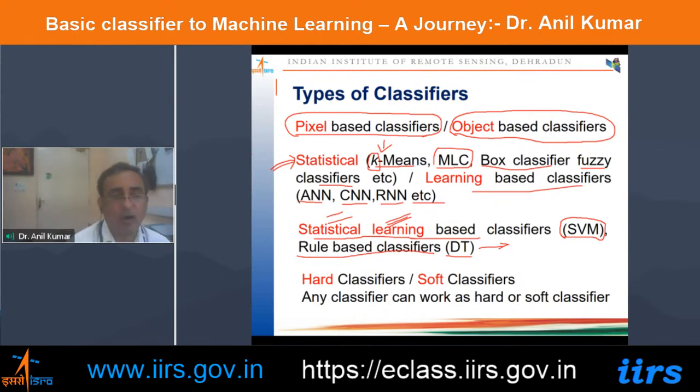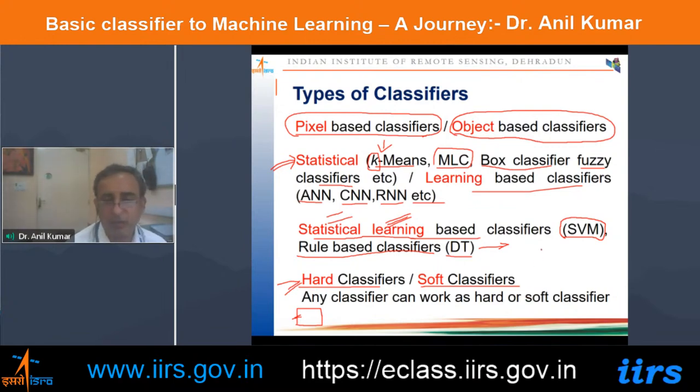Then further, all these algorithms today can be used as a hard classifier or a soft classifier. So the question comes: when to use hard and when to use soft. When we have pure pixels, that means in my image all pixels are pure, each pixel has only one class. So we can use hard classification, which will label the pixel as 0 or 1. It uses crisp set theory.